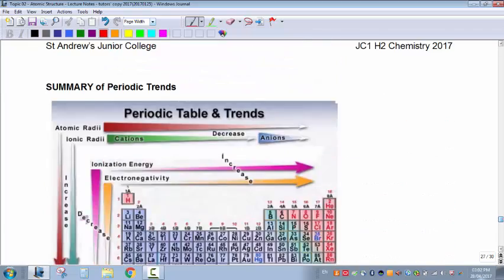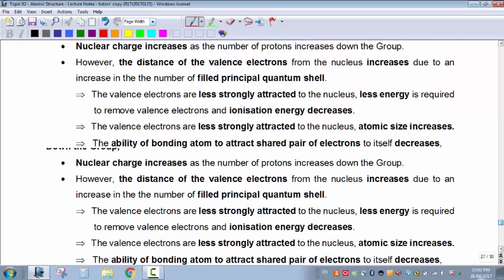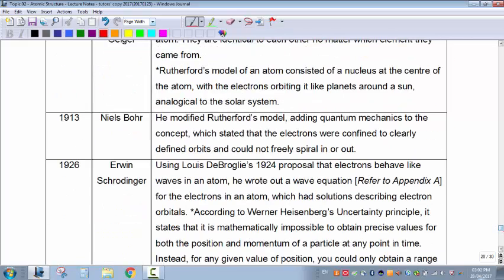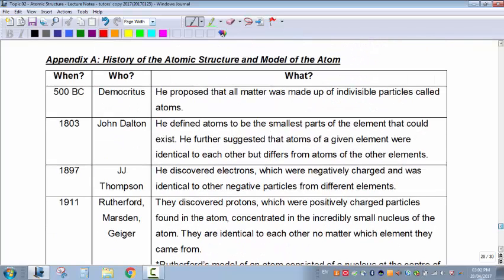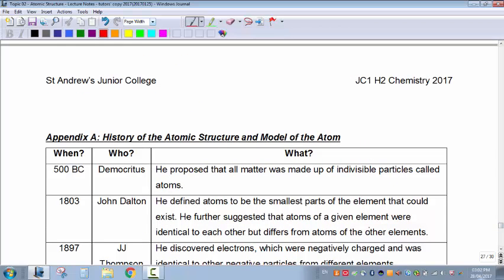Okay, summary. Please go and look through the summary on your own. And this will be the end of the chapter. Alright? And also please look at the history of the atomic structure and the model of the atom. Alright?